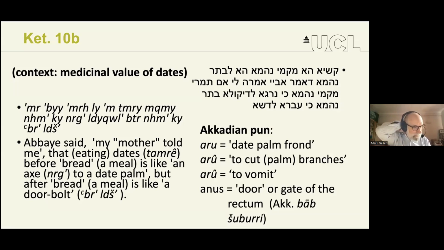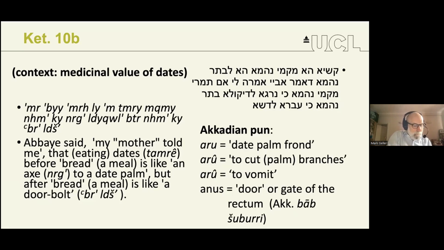Well, here's the joke. He says, "An expert said to me," of course, "my mother" is what the usual translation is. The expert told this to me, that eating dates before bread, which is a meal, is like taking an axe to a date palm, but after a meal is like a door bolt. Now, no commentator has ever successfully explained this humorous aphorism from Abaya. The reason is they're unaware of the Akkadian pun which is behind it.